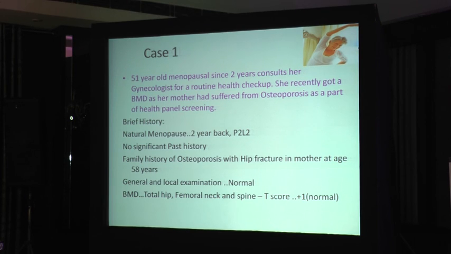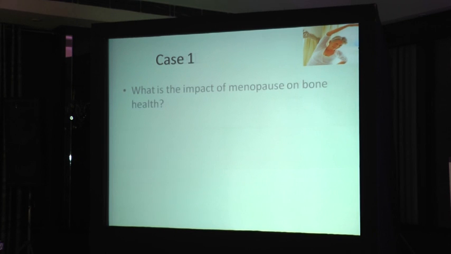She has had natural menopause for 2 years, has 2 children, and no significant past history, but in the family history she has osteoporosis with hip fracture in her mother at the age of 58 years. But her own BMI and BMD are both normal. So my first question is to Dr. Sushma. What is the impact of menopause on bone health? Why are we worried, and how is menopausal osteoporosis different from age-related osteoporosis?